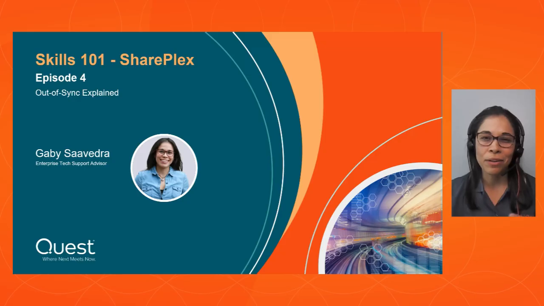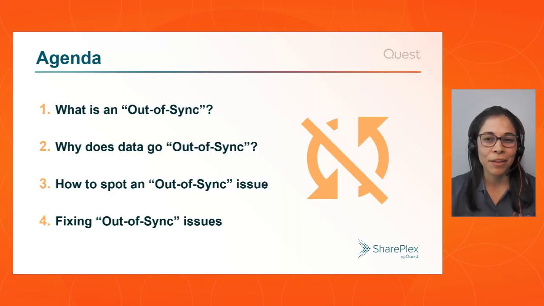Let's start with our agenda today. We will cover 4 main areas. What does autosync mean for SharePlex? Why does data go autosync? How to identify these issues? And finally, the methods to fix them. This will give you a solid understanding of autosync scenarios and the tools to manage them.